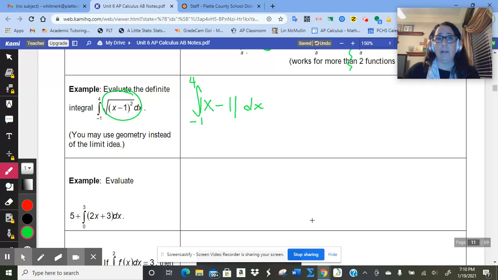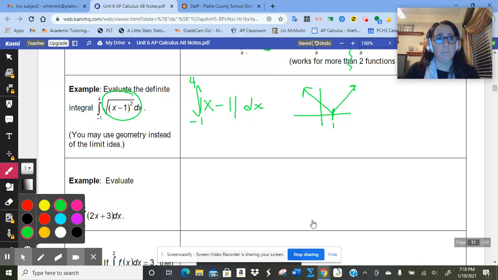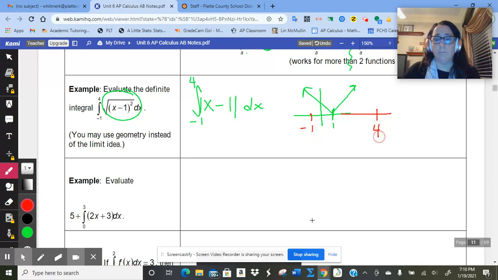So now I'm going to go ahead and graph this. It's the absolute value function. My vertex is at 1, and I can see my slope is 1. So it's shifted to the right 1, basically. So I know it looks like this. And I want to go from -1 until 4. So I want to find this area, and I'm going to go find this area.